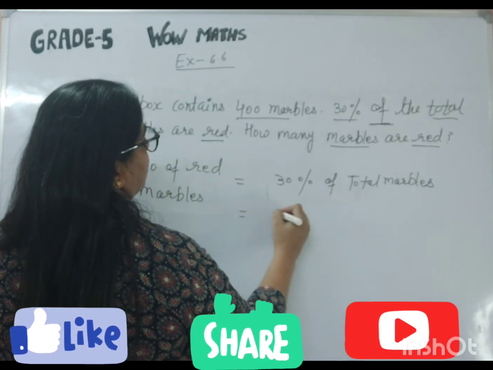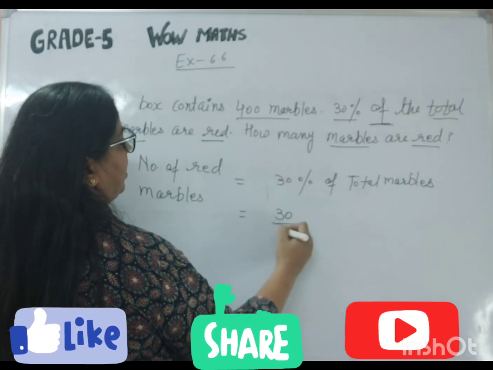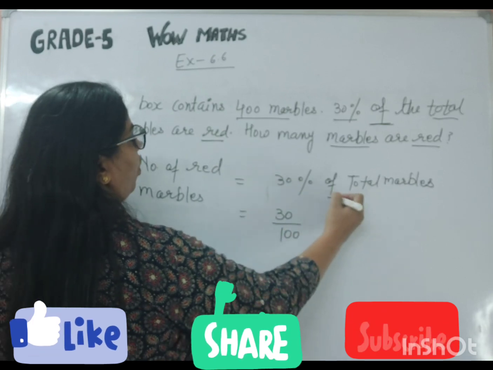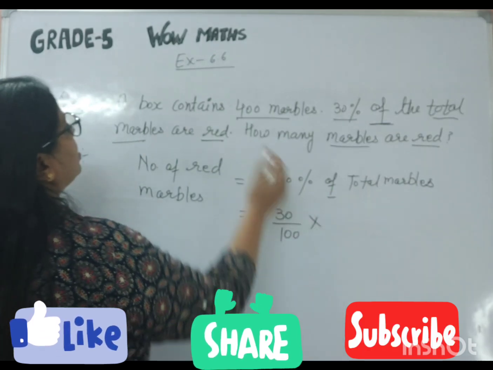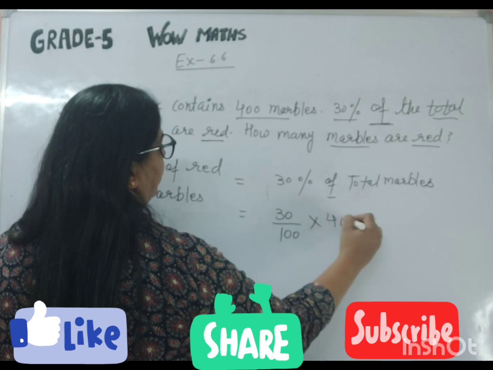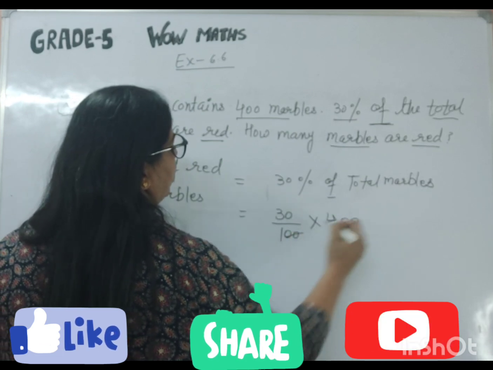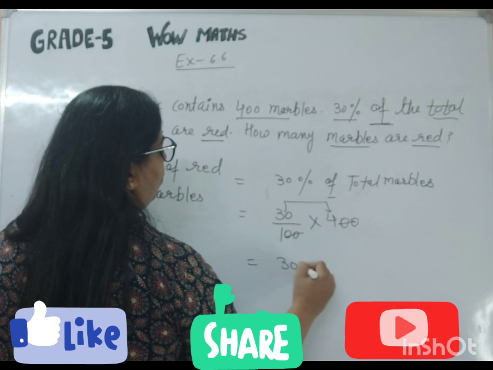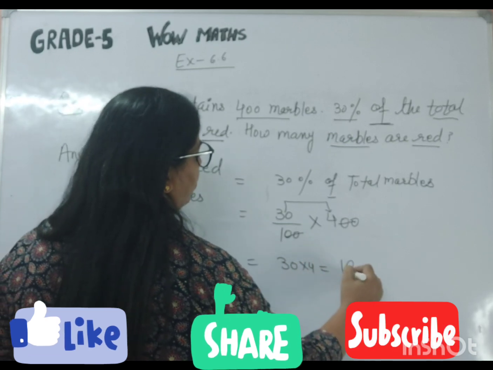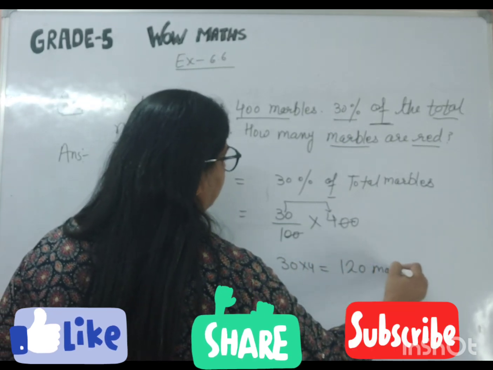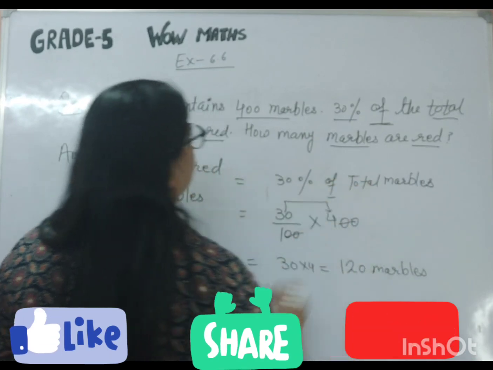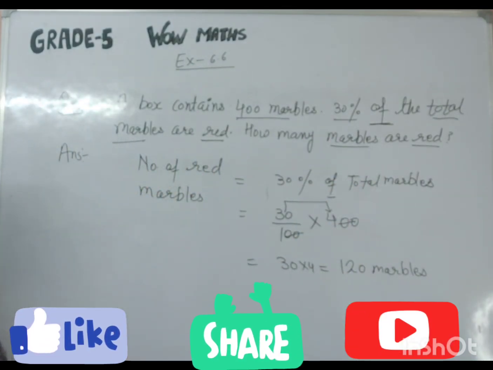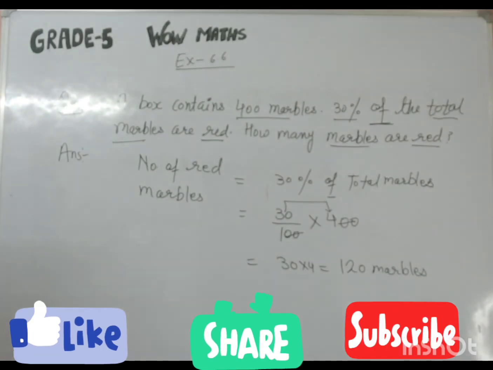Alright. So it's 30, परसेंटेज का साइन हटाएंगे, 100 डिनोमिनेटर में लगाएंगे, ऑफ मीन्स मल्टीप्लाई, टोटल मार्बल्स आर 400. सो ये 20 से 20 की कटिंग होगी. So we have left with 30 into 4. So it is 120 marbles. If we calculate 30% of 400 marbles, it comes out to be 120 marbles.